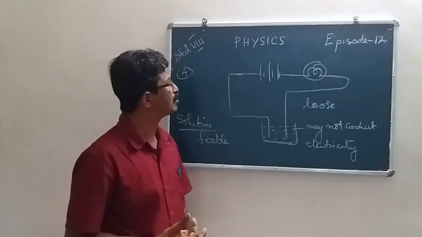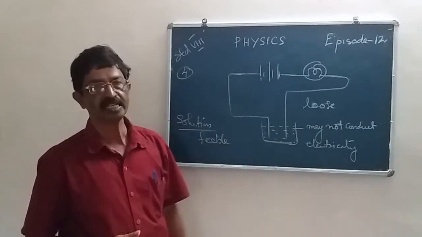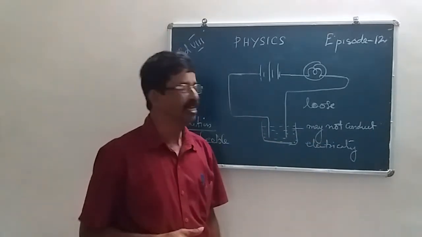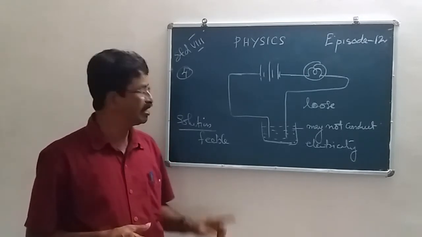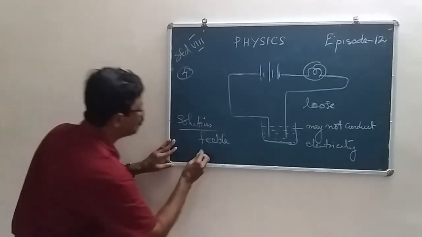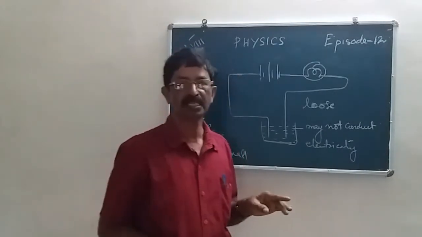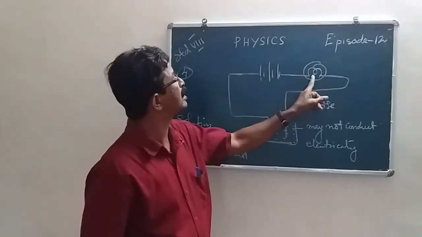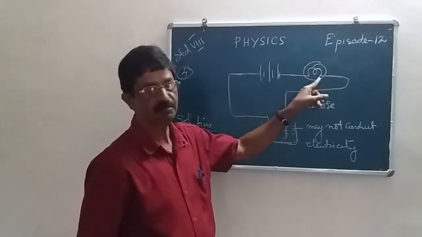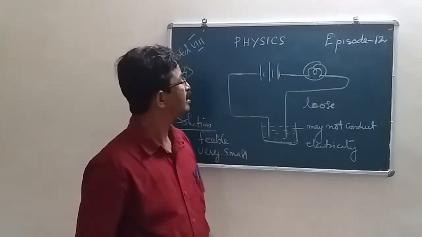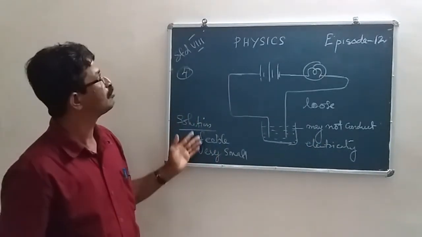You want to remember 2-3 reasons. One, the connections may be loose, and another, the liquid may not conduct electricity. That means it is a poor conductor of electricity, like distilled water. Sometimes the solution is conducting, but the current is feeble. What is the meaning of feeble? It means a very small current is flowing, but that small current is not sufficient to heat up the bulb's filament so that it can emit light. The current is not enough. That is also a reason for the bulb not glowing. These are the things we can take for this answer.